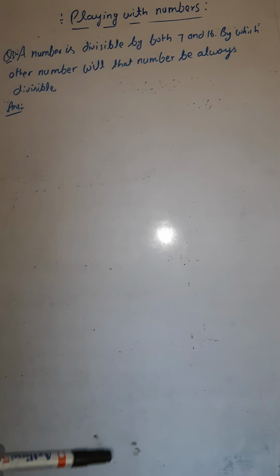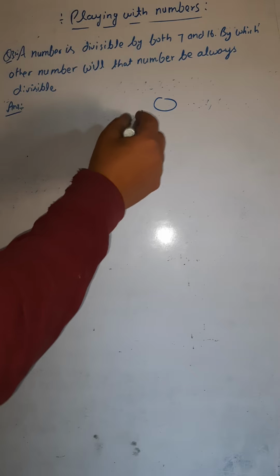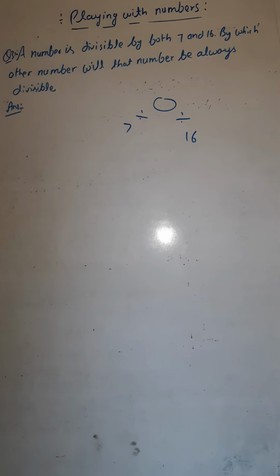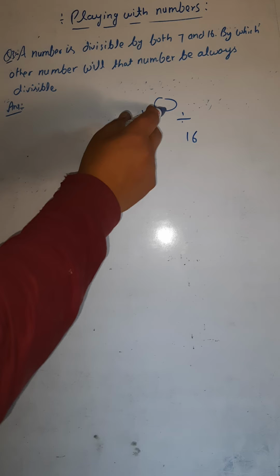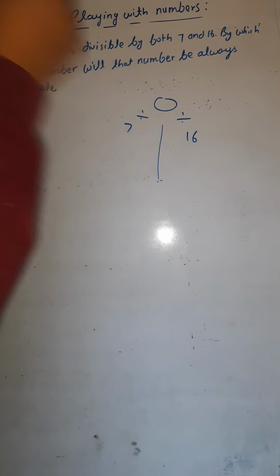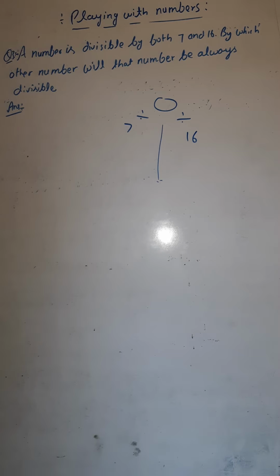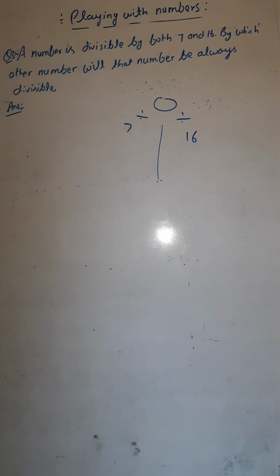Means you have a number and that is divisible. Suppose let's say this is the number, and this number is divisible by 7 also, as well as it is divisible by 16 also, this number. Okay, by which other number will that number be always divisible? Now you have to tell me one more number by which you can divide this also. Okay, so how would you find out the other number that would divide the given number?